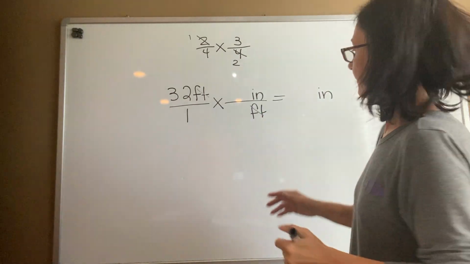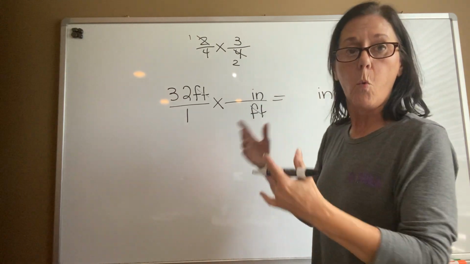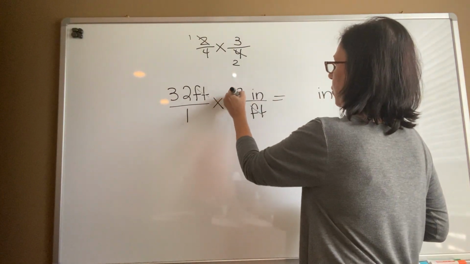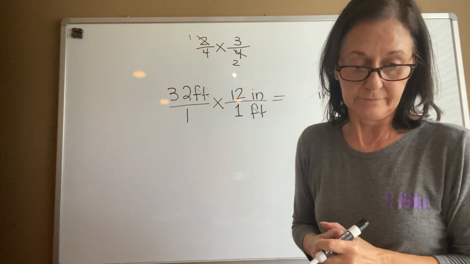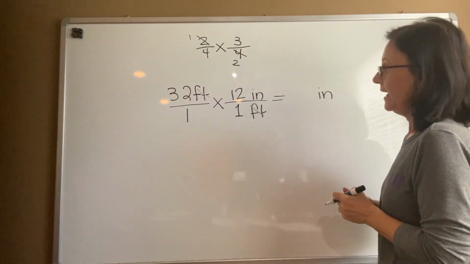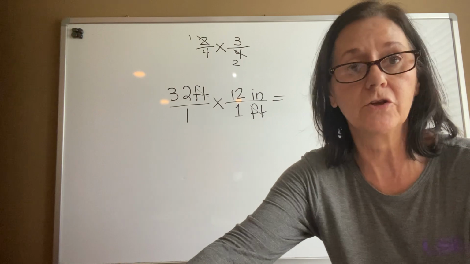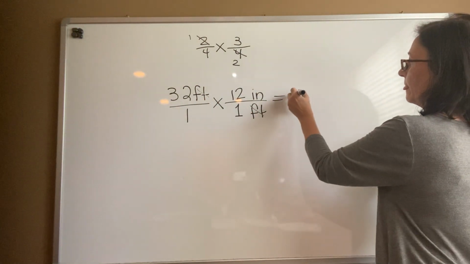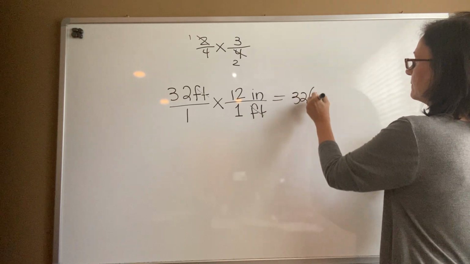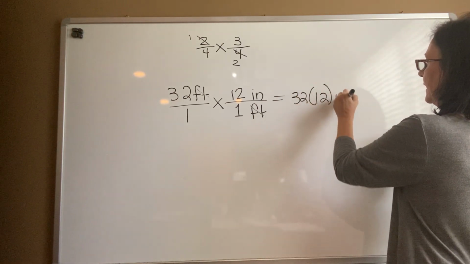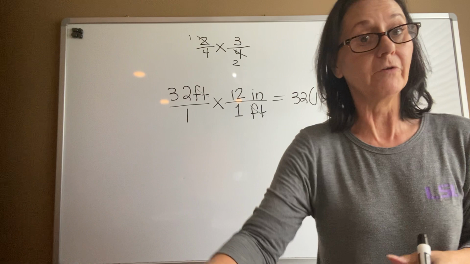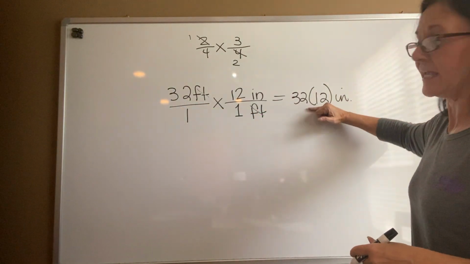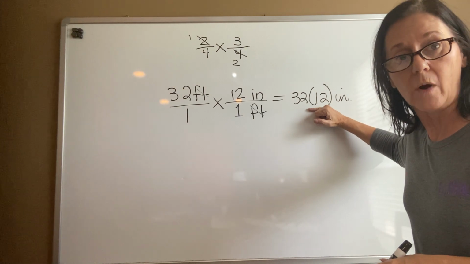So then I ask myself, feet and inches, what's the equivalence? Well, 1 foot is 12 inches. Your textbook doesn't multiply this out. You do not have to multiply this out. So what am I left with? 32 times 12 inches. And what have we done? 32 feet is the same thing as 32 times 12 inches.